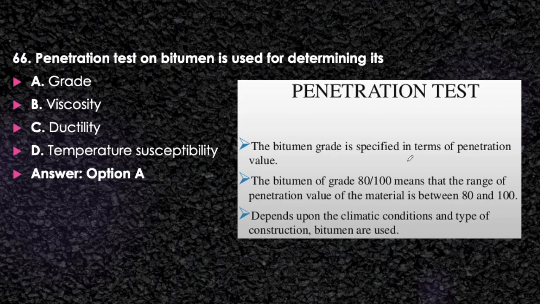Okay, the bitumen grade is specified in terms of the penetration value. If the grade is 80 by 100, that means the range of the penetration value for the material is between 80 and 100. Now what is 80 and 100? It will be 8 mm, it will be 10 mm. Okay, that will be the value of the penetration. Now depending upon the climatic condition and type of construction the bitumens are being used, which type of grade we will prefer will depend upon these conditions.